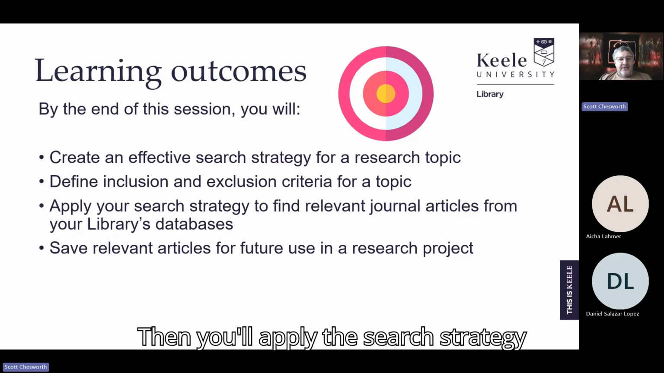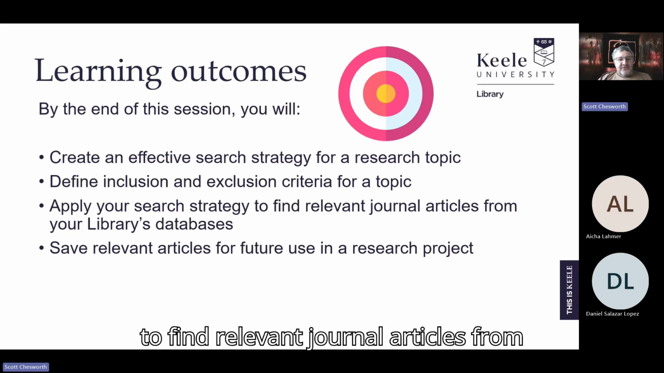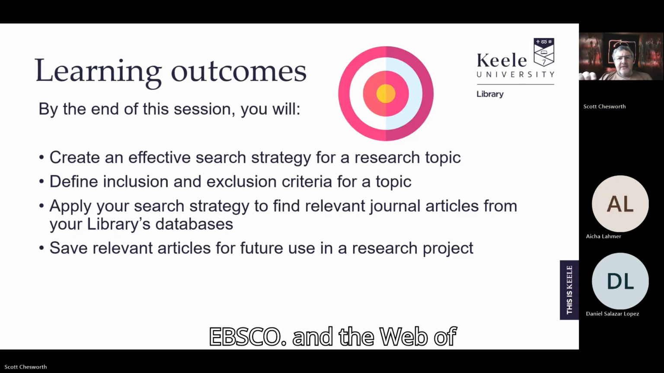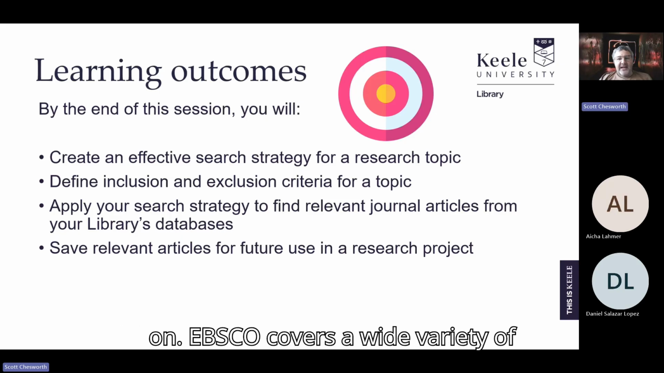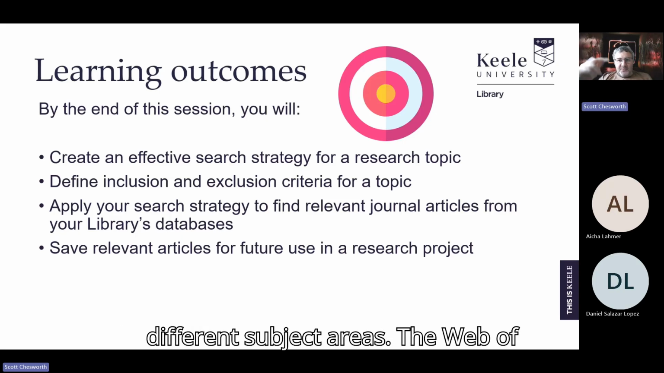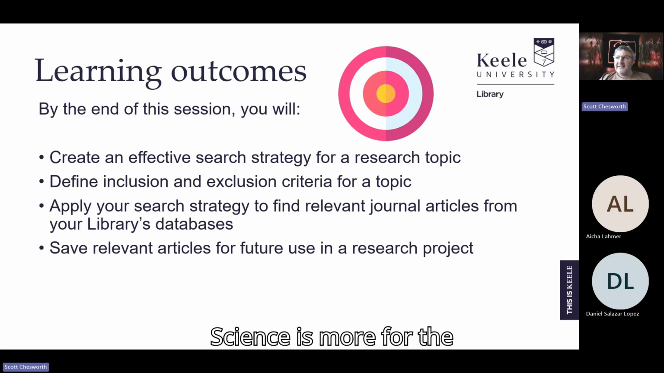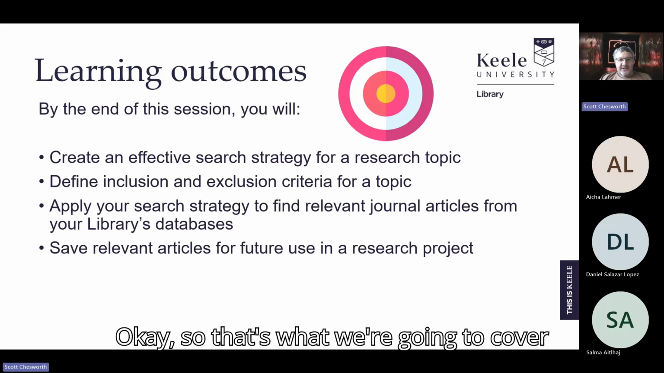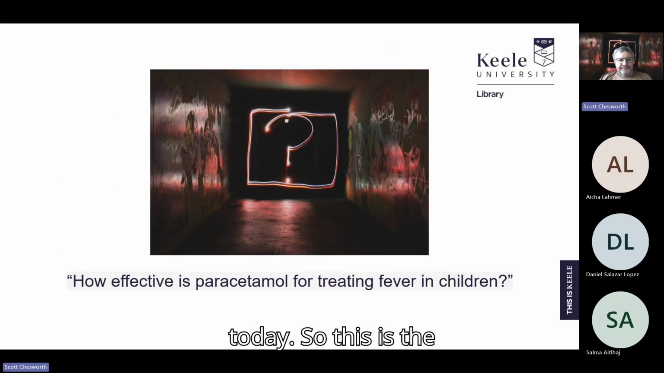Then you'll apply the search strategy to find relevant journal articles from your library's databases, specifically EBSCO and the Web of Science are the ones we're going to focus on. EBSCO covers a wide variety of different subject areas. The Web of Science is more for the physical sciences than the social sciences, although there are social science content within there. And then I'll show you how to save relevant articles for future use within those databases. Okay, so that's what we're going to cover today.